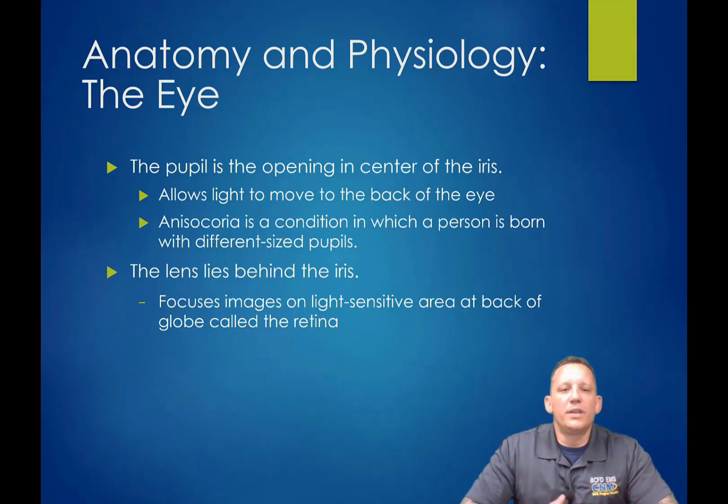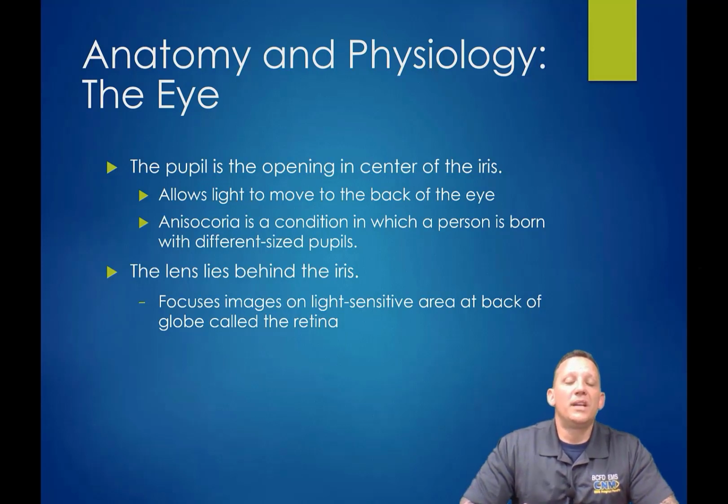And in one of those oddities, when you're doing your normal assessment on patients, you may run into a couple of people every once in a while that have a condition called anisocoria, which is a condition in which the person is actually born with different sized pupils.